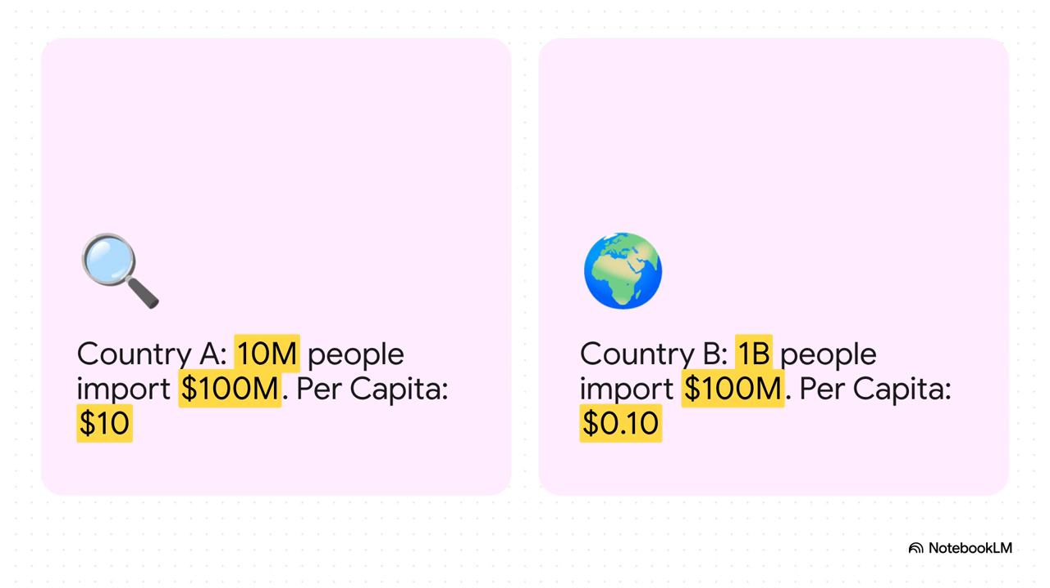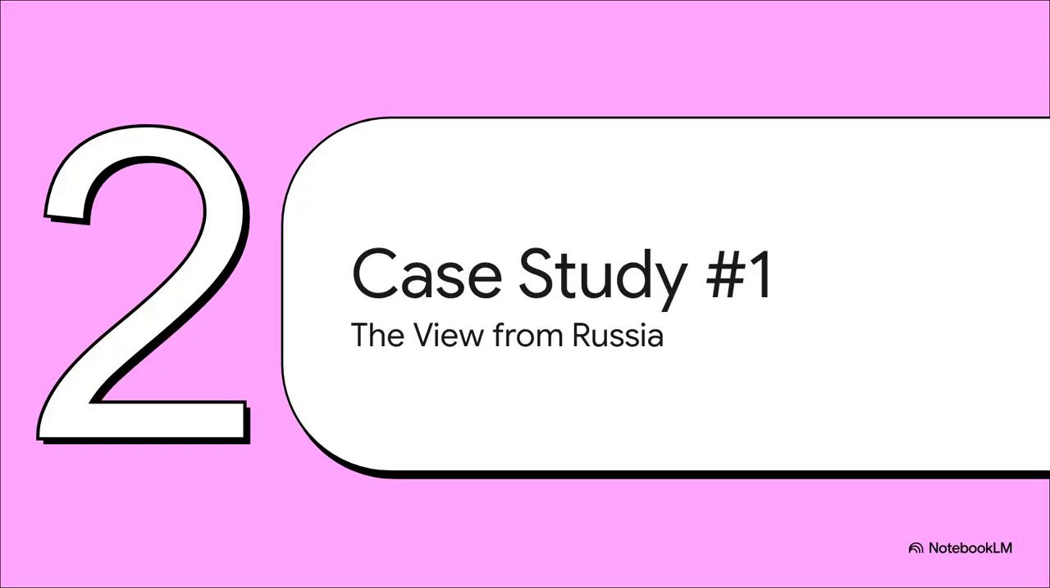Picture two countries, right? Let's call them country A and country B. Now they both import the exact same dollar amount, $100 million. But country A has a population of 10 million, while country B has a whopping 1 billion people. So when you look at it per capita, country A's imports work out to $10 per person. But for country B, it's just 10 cents per person. That is a massive 100 times difference, and it shows you perfectly why looking only at that big total number can be so misleading.